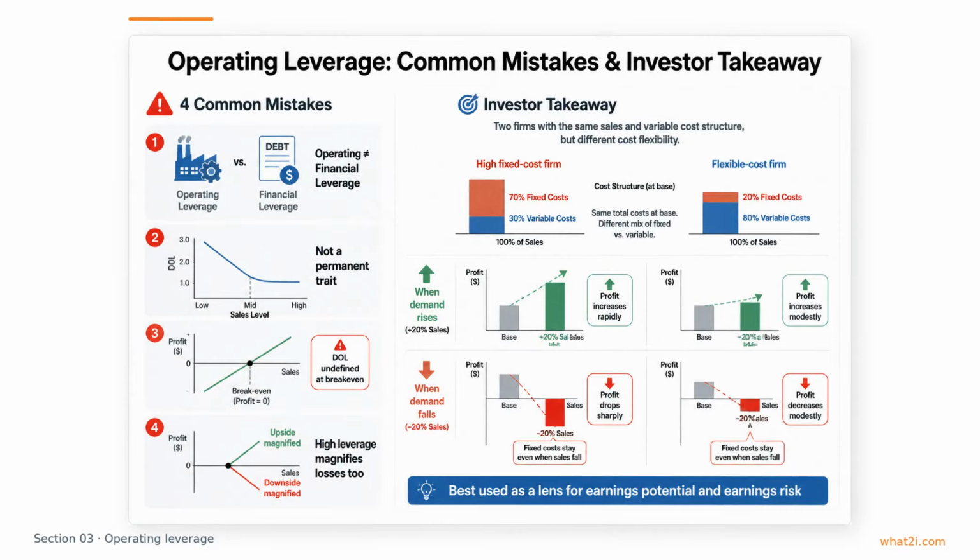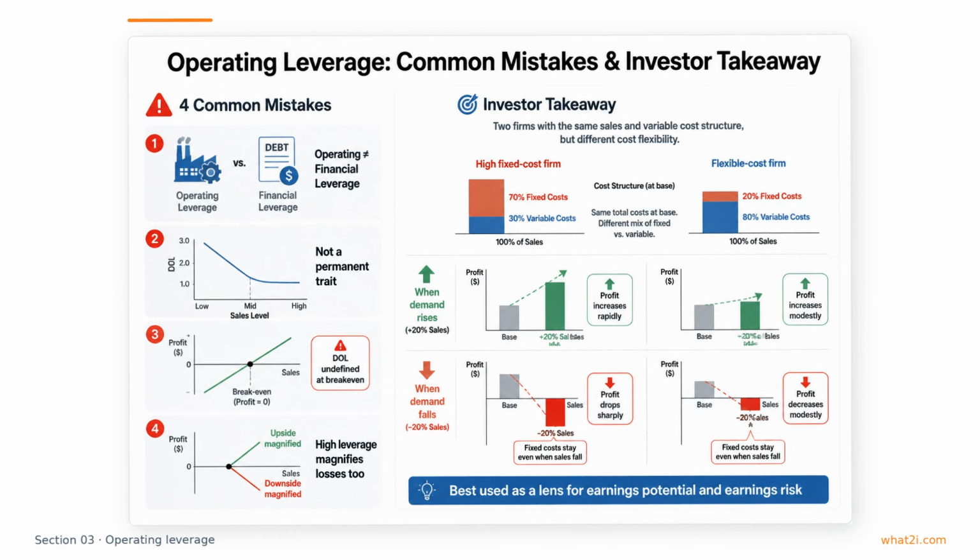A few mistakes are especially common here. Operating leverage is not the same as financial leverage. One comes from operating costs, the other from debt and financing. DOL should not be treated as a fixed company identity because it changes as sales and operating income change. It is also undefined exactly at break-even, which is a conceptual limitation worth remembering. Most importantly, high operating leverage magnifies losses as well as gains. For investors, that makes it a useful lens for judging both earnings potential and earnings risk.